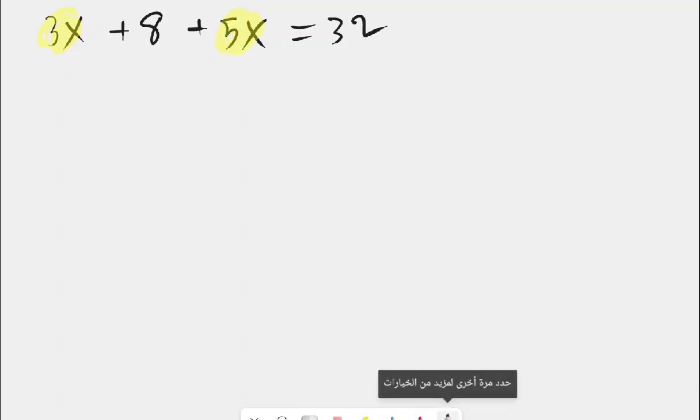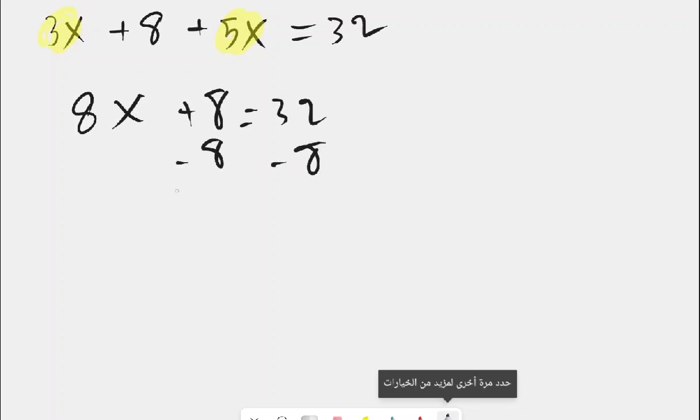Now, we have a problem that's similar to the ones that we dealt with in the beginning. So let's go ahead and subtract both sides by 8. 8 minus 8 is 0. We can bring down the 8x. And on the left side, we have 32 minus 8, which is 24. And now let's divide both sides by 8.